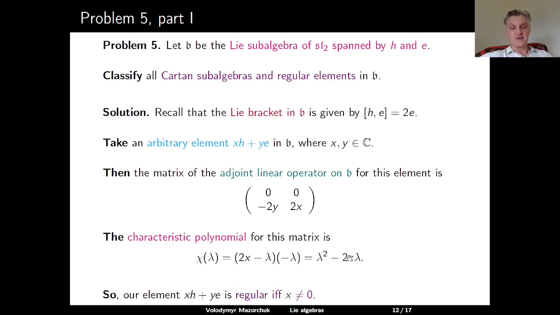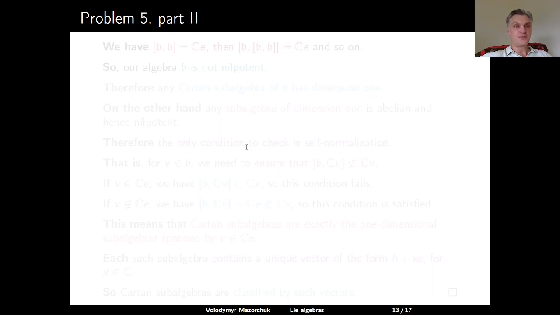And this element is regular if and only if we have the smallest possible degree of lambda appearing with a non-zero coefficient. And the coefficient is 2x. So this element is regular if and only if x is non-zero. We just proved that the element xH plus yE is regular if and only if x is not 0. We have classified all regular elements in B.